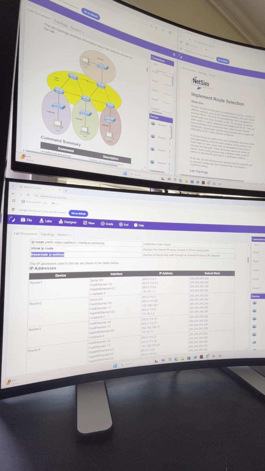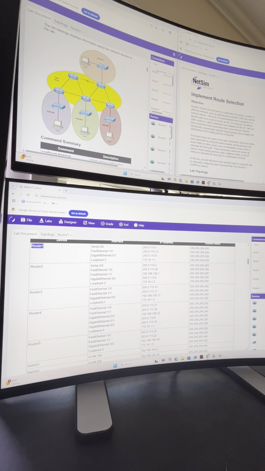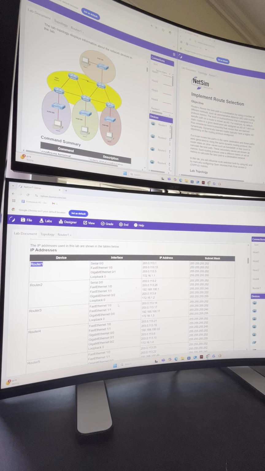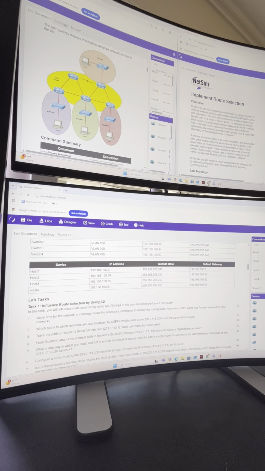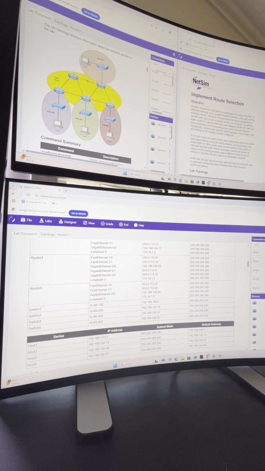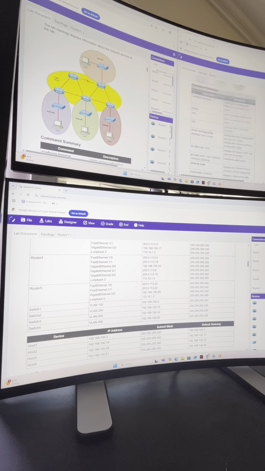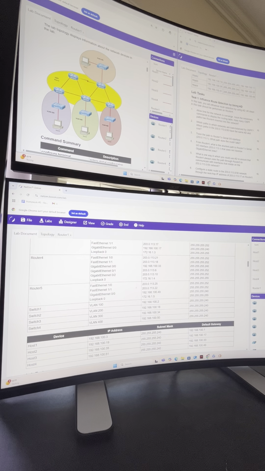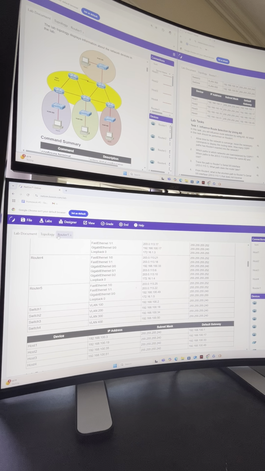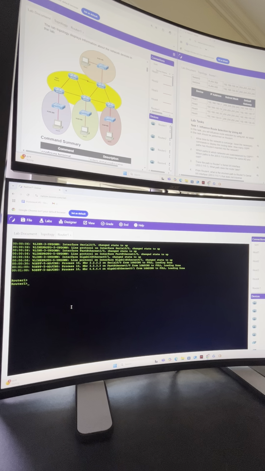So moving along, we see our IP address table, which displays all of our device names, all of their interfaces, their IP addresses for each interface, and the subnet mask for each interface. So we would definitely refer back to this table as needed throughout the lab as well. Okay, so let's go ahead and hop into our lab. We're going to keep our lab topology up in the top left. We're going to be doing our lab readings in the top right. And we're going to be doing all of our lab configuration down here at the bottom.